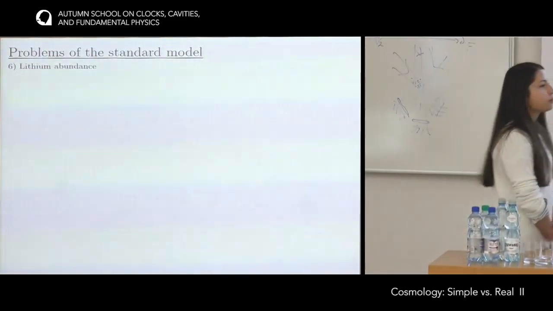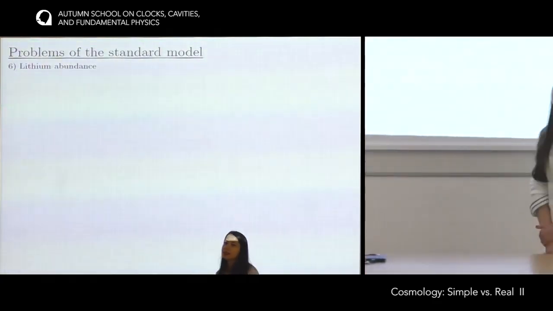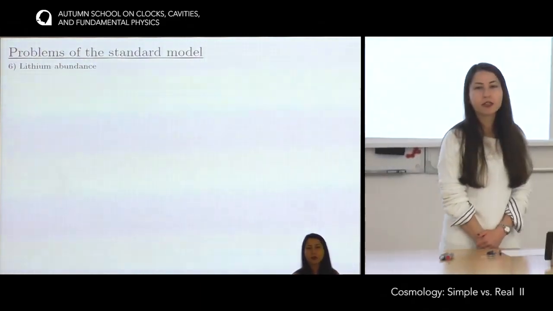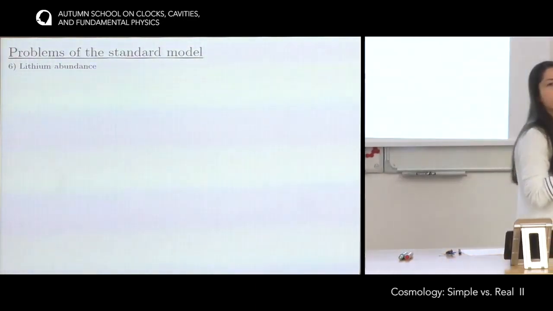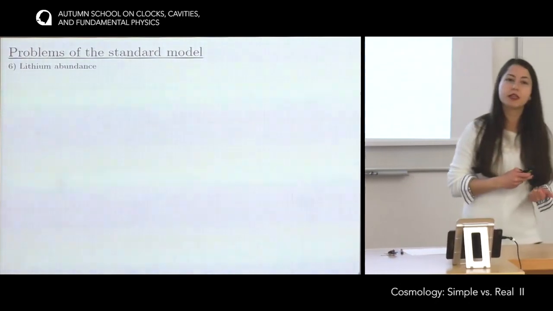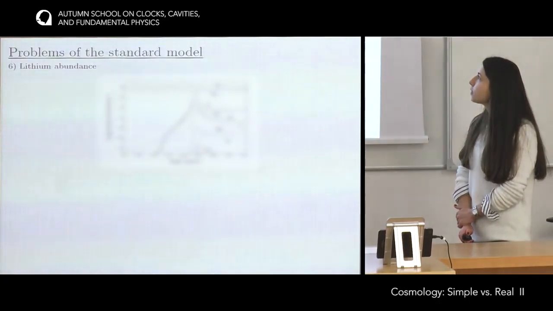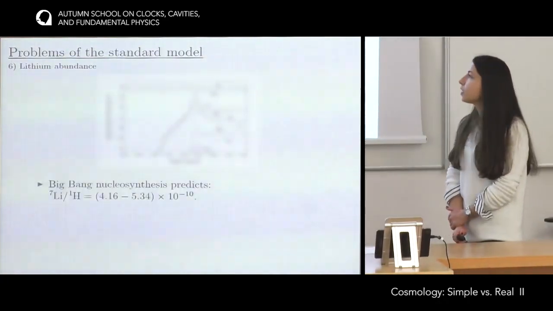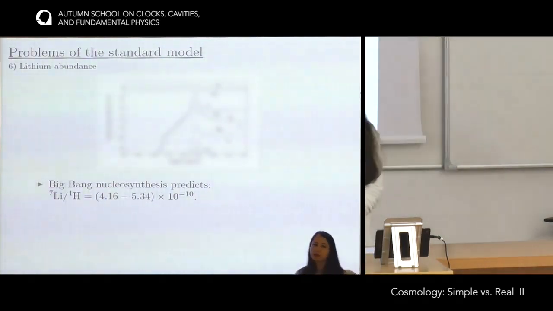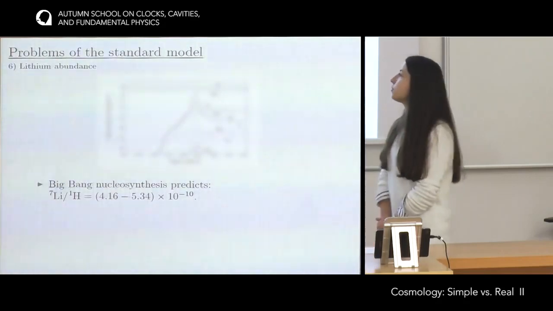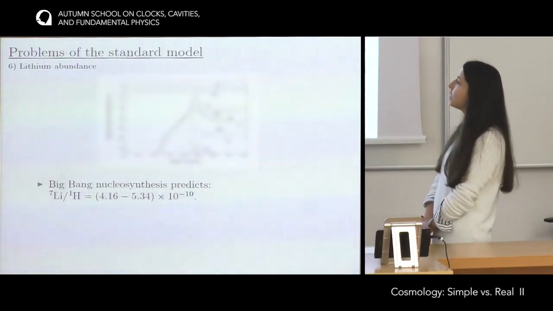Okay, the last problem I'm going to talk about is the lithium abundance. We talked about the light element abundances yesterday. We said that in the early universe we have some hydrogen, helium, some deuterium, helium-3, and a little bit of lithium. So here's our expectation from the Big Bang nucleosynthesis. According to the Big Bang nucleosynthesis, the ratio between lithium-7 and hydrogen should be around 4.16 to 5.34 times 10 to the minus 10.